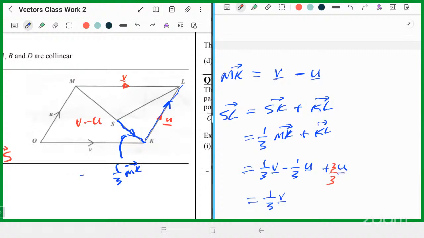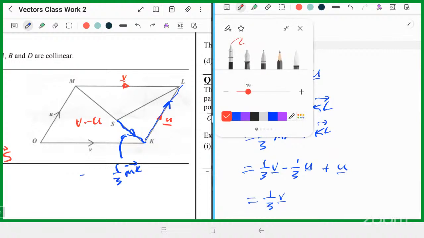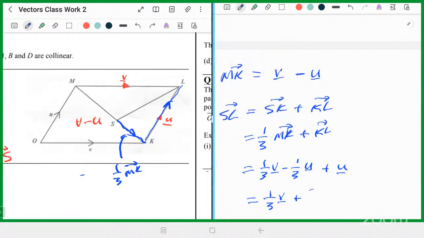All right, look another way again, as I said before. We could view it as a whole U minus a third U. A whole minus a third is 2/3. So any way you want to look at it, that's going to be 2/3 U. So it's plus 2/3 U. All right, so that is SL.